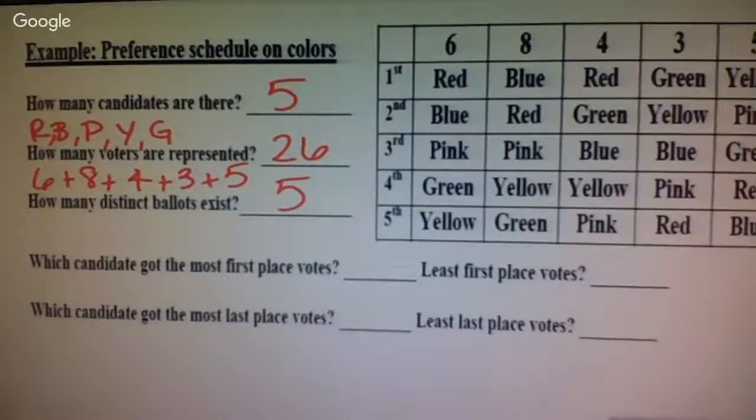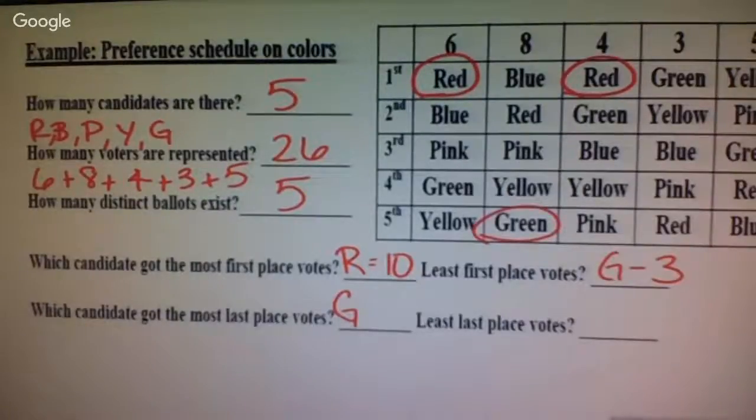Who has the most first place votes? Red. Red has 10. Okay. Red has 10 because they took this first column and they took this middle column. Who has the least first place votes? Green with 3. Perfect. Which candidate got the most last place votes? Green with 8. And who has the least last place votes? Red with 3.